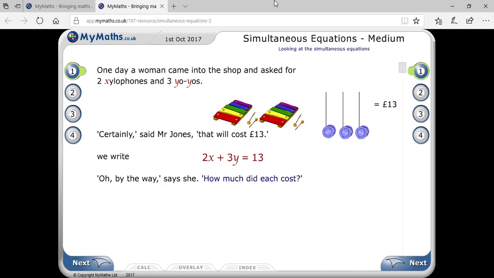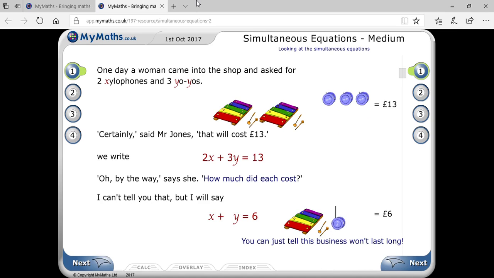Okay. So that means there will be another condition, with respect to which you will be able to form another equation, and then you have to solve both equations to get the value of X and Y. When you get the value of X and Y, that will be the cost of one xylophone and one yo-yo. Okay. Clear? Oh, yes. Okay.